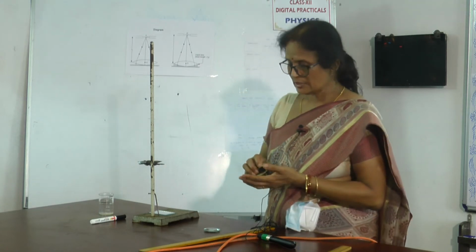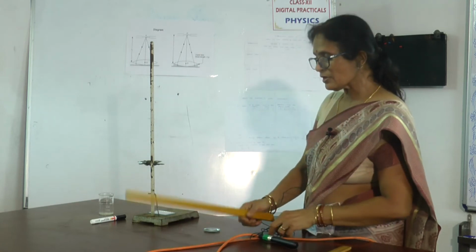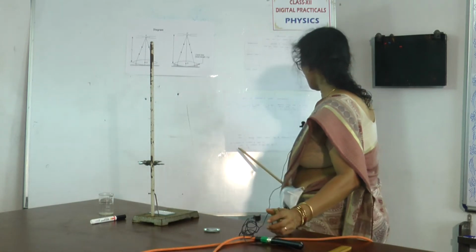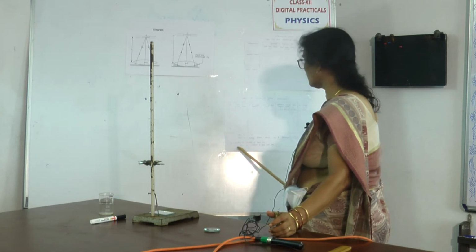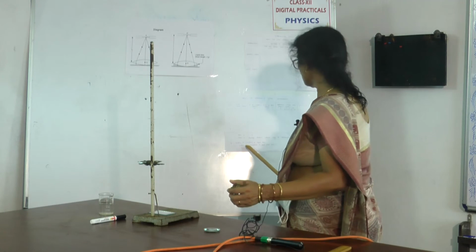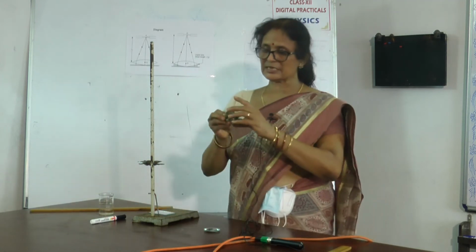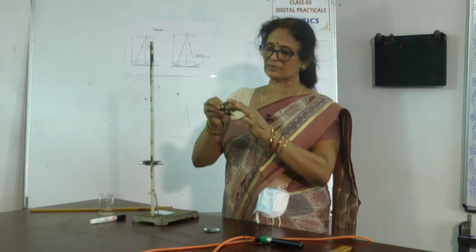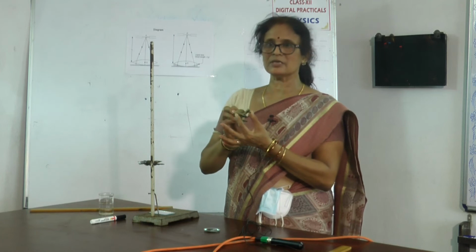Now using the spherometer, the radius of curvature R is equal to L square by 6h plus h by 2. R is equal to L square by 6h plus h by 2. This is the working formula for the radius of curvature using a spherometer. And what is L? L is the average distance between the legs, these 3 legs of the spherometer.